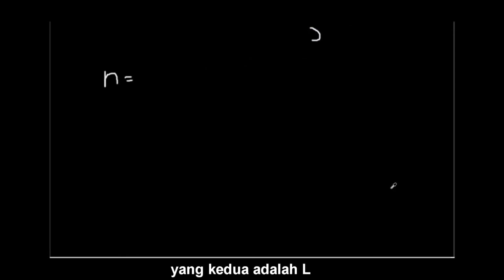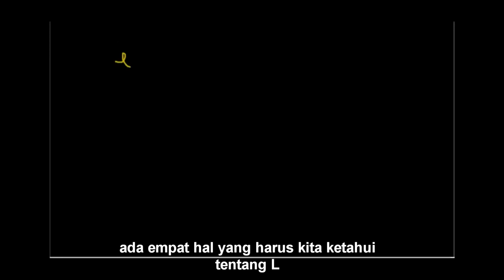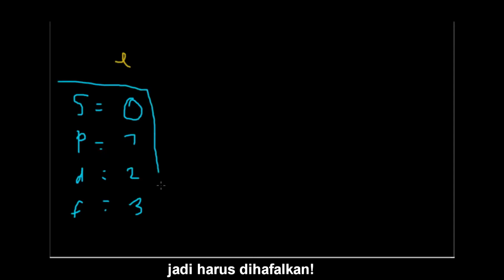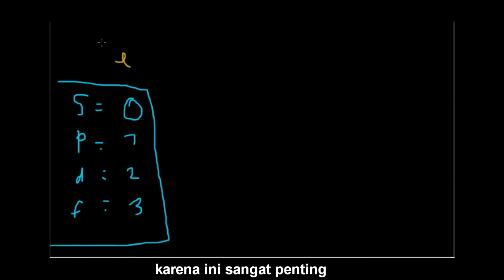And secondly, now let's talk about the L. There are 4 things you should really know about the L. There's this table that shows you what a representative of that L is. S, P, D, and F, right? We have 0, 1, 2, and 3. These are fixed. You can't really change them. So you really need to remember this because this is very important.